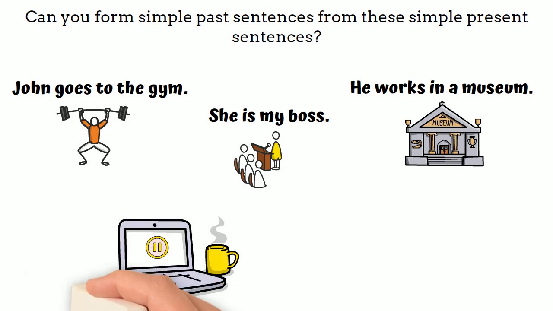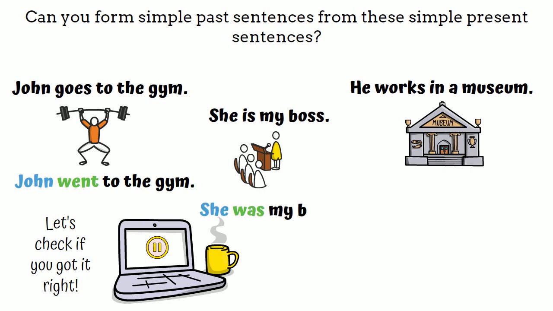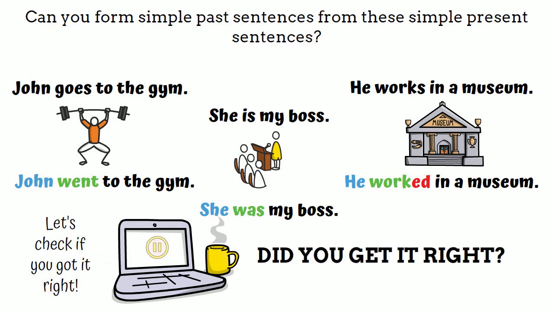Alright, let's now check if you got it right. The correct answers are: John went to the gym. She was my boss. He worked in a museum. So, did you get it right? If you did, then well done.